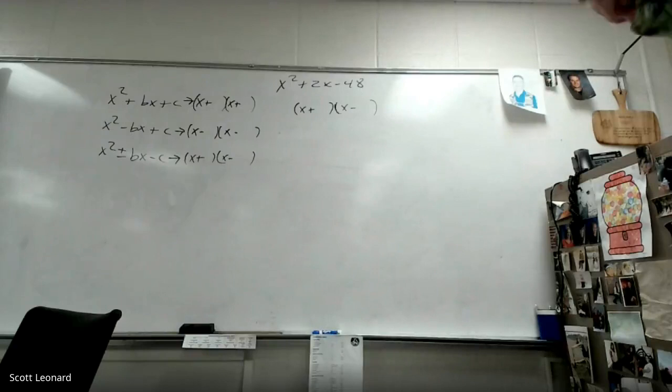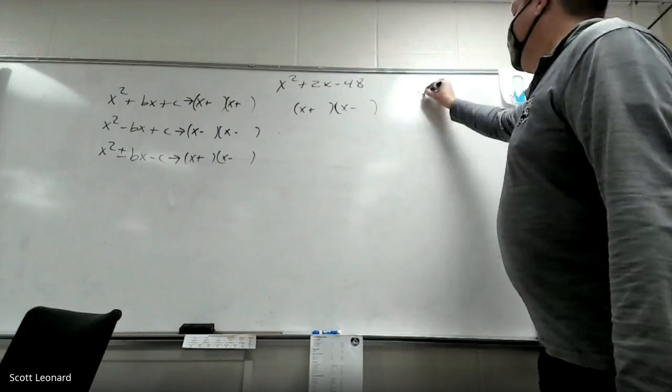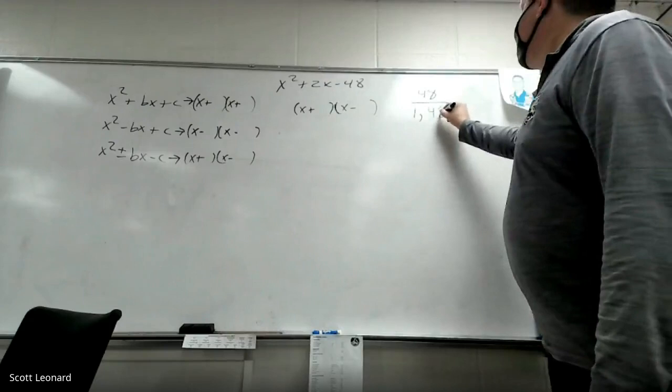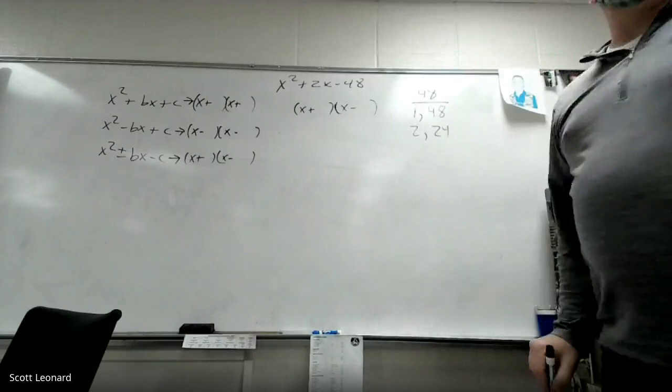I'm gonna take my C value, 48. I'm gonna write all my number pairs. Remember this? One times what gives me 48? 48. Two times, 24. Okay, you guys finish the rest of those numbers. We'll check them in a second.